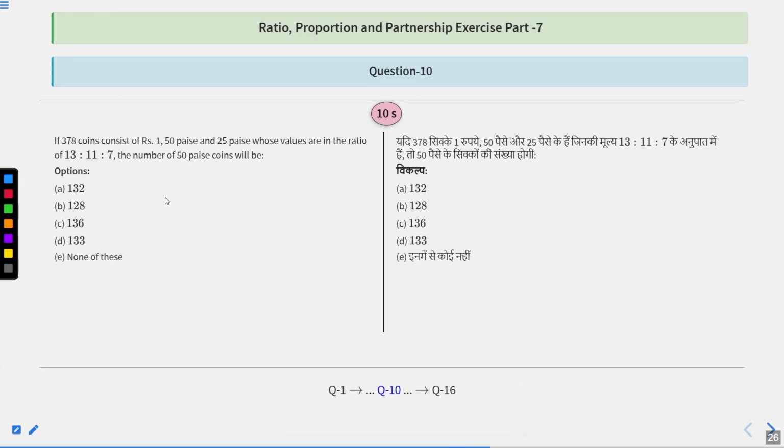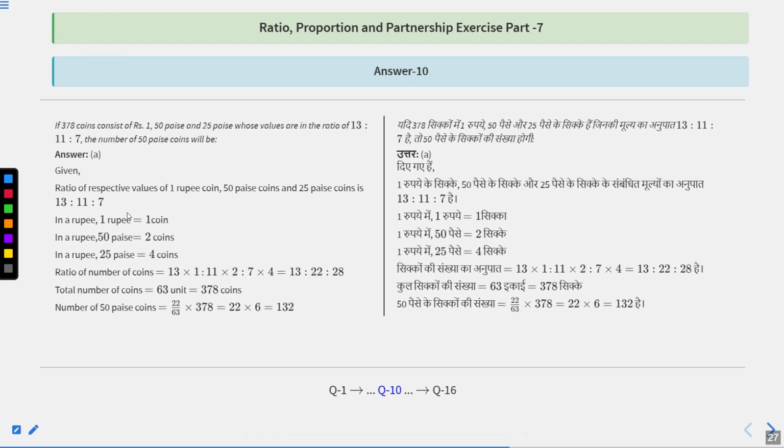Next one. If 378 coins consist of 1 rupee, 50 paise and 25 paise, whose values are in the ratio 13:11:7, the number of 50 paise coins, you have 5 options and 10 seconds to analyze the question. Your time starts now. Time's up. Let's see the solution.